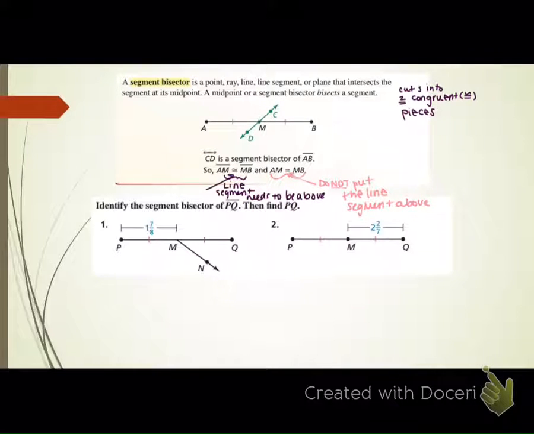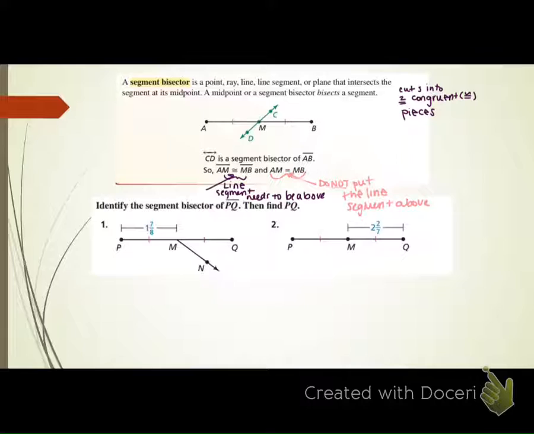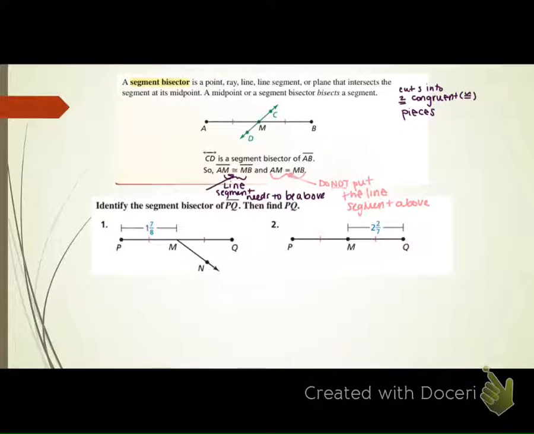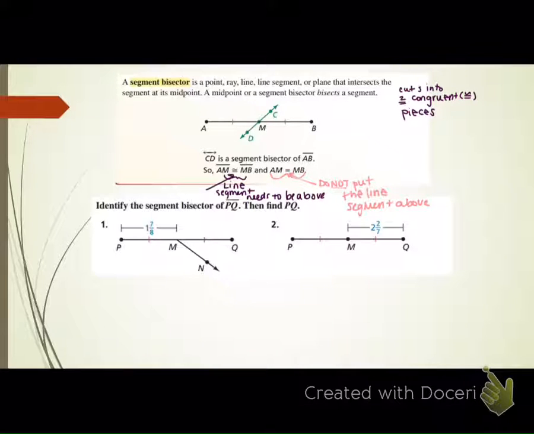All right, so we need to identify the segment bisector of PQ. Which ray in this case is bisecting? Which ray is bisecting? Gabe? MN, and it's a ray, bisects segment PQ.